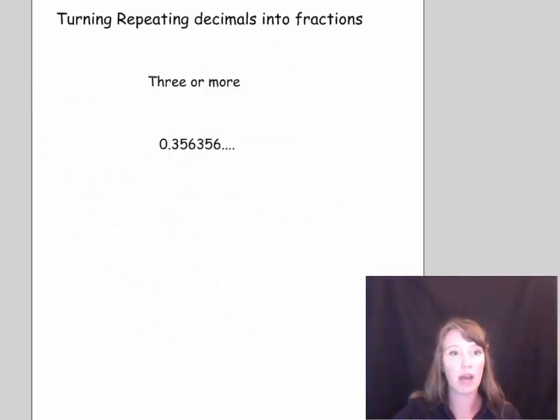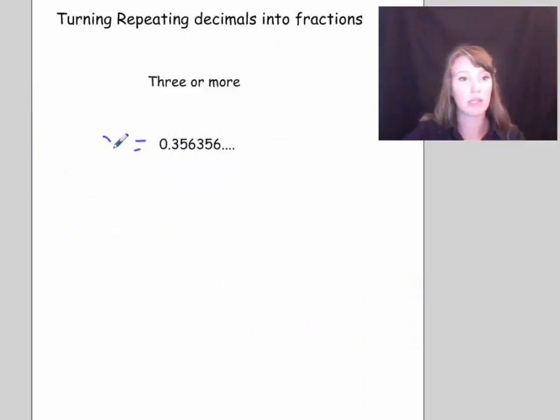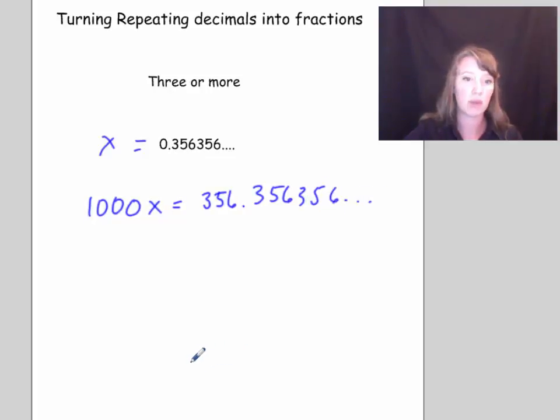Okay. Finally, if we have 3 or more numbers repeating, same trick here. We're going to let this equal to x. Instead of getting 100x, we're going to get 1000x. That's going to help us here. So we'll have 356.356 all repeating. Remember, multiplying by 1000 draws the decimal place over 3 times. Okay, so it would be right there.